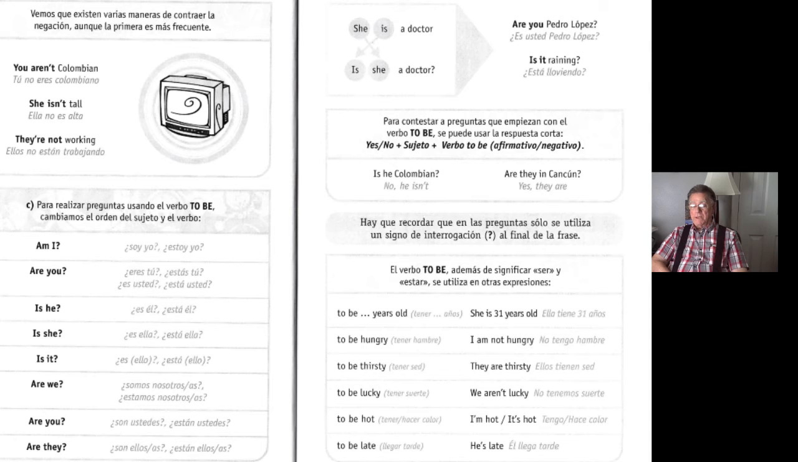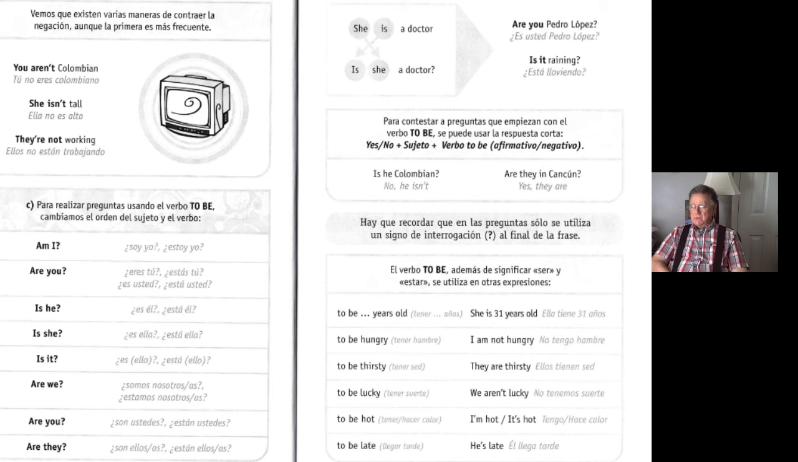Is it raining? ¿Está lloviendo? No, it's not. It is not raining. It's not raining, but rain is not very far away. No está lloviendo, pero la lluvia no está muy lejos. Es muy cerquita. Okay.